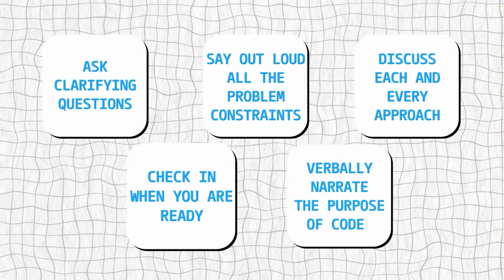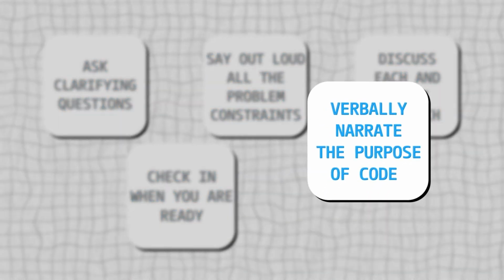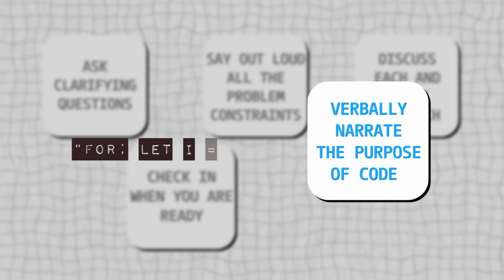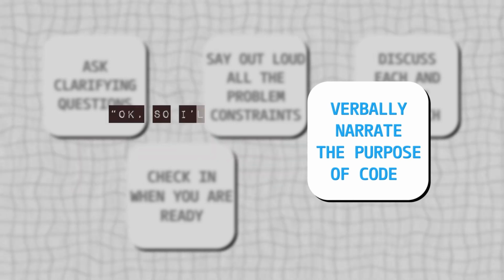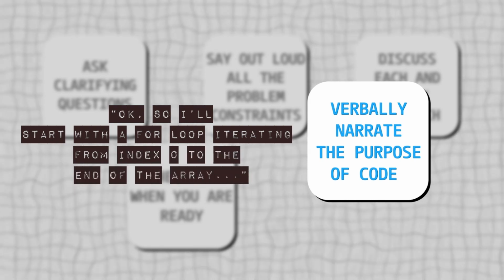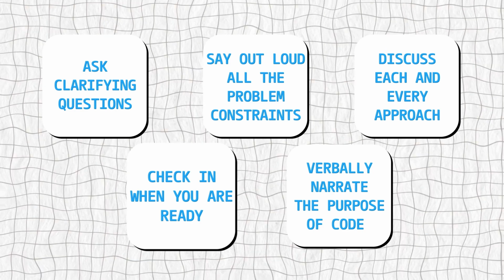Fifth, as you write out your code, you're going to want to verbally narrate it. That doesn't literally mean you have to recite word for word what you're writing on the board, like for let i equals 0, yada, yada, yada. But you could say something along the lines of, I'm going to write a for loop now, iterating from index 0 to the end of the array, and then proceed to actually write out the code.